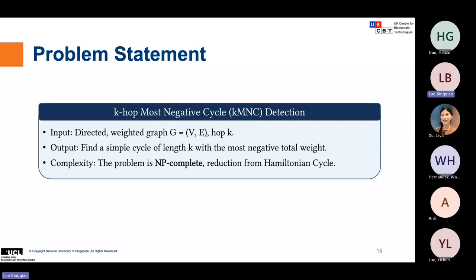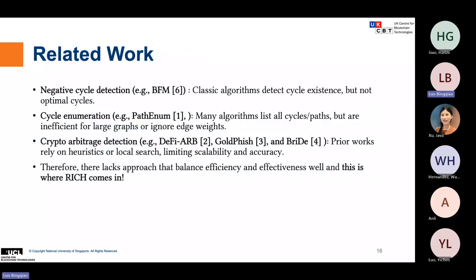There is some related work with regard to negative cycle detection and crypto arbitrage detection. Basically, there are three types of work. The first is classic graph algorithms that try to detect a negative cycle in the graph. However, most of them only find whether there is a negative cycle or not, without regard to which is the most negative one. The second type does cycle enumeration, or path enumeration when fixing the source and target token. But with enumeration, there is large use of memory and time.